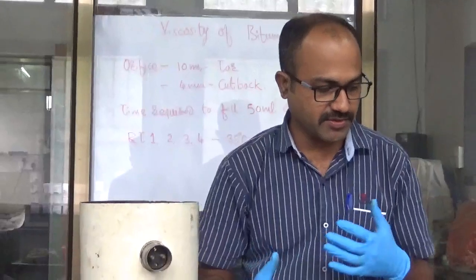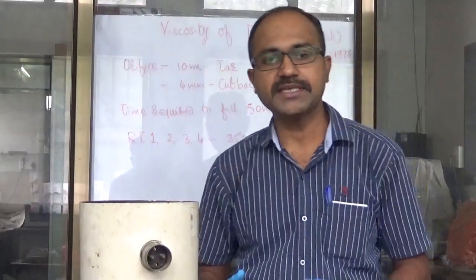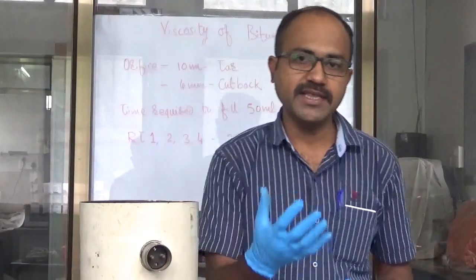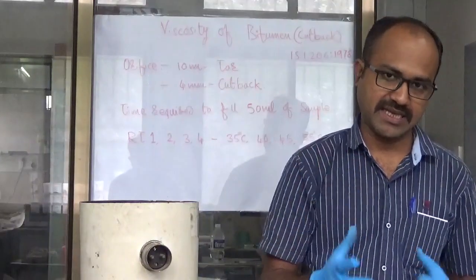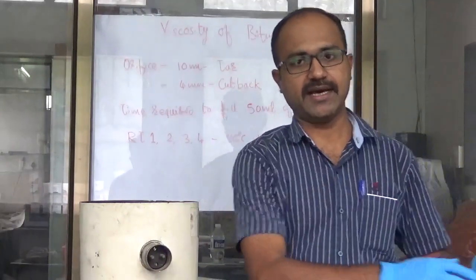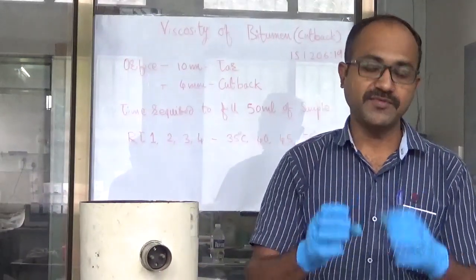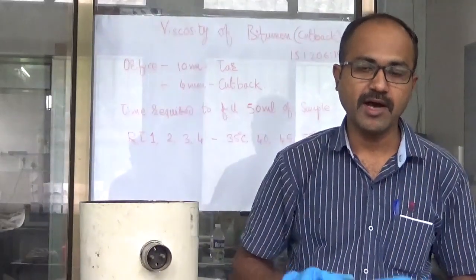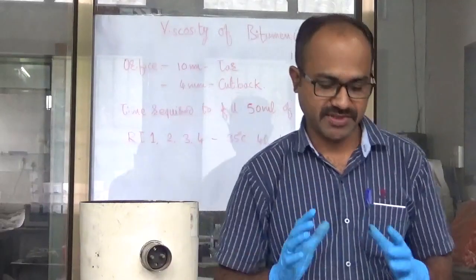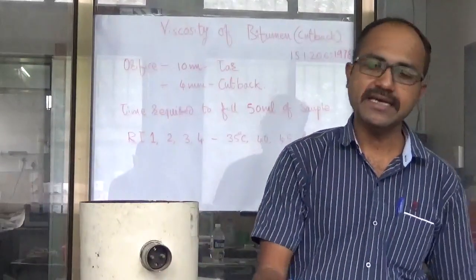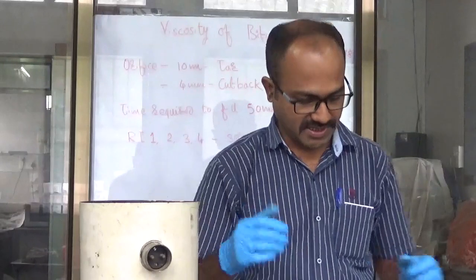So what are we going to do? We are going to measure the time required to fill 50 ml of sample, either a tar or a cutback. For filling the 50 ml of sample, how much time is required? Depending upon that, we can decide the viscosity, or the viscosity is expressed in terms of seconds.